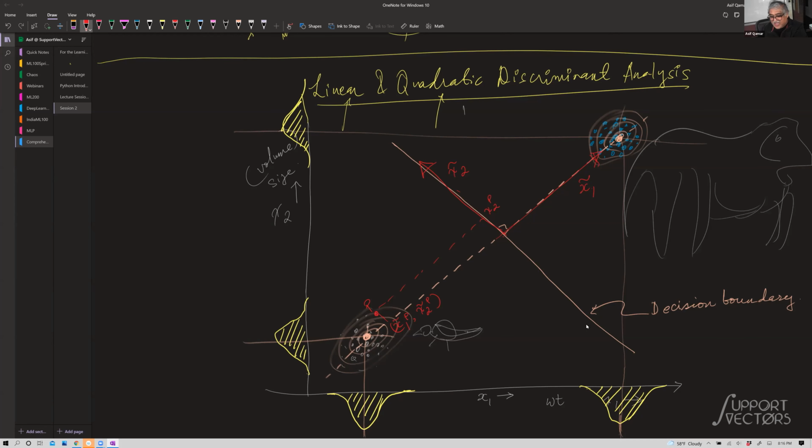Right? And now observe, if I were to classify or do anything, does x2 even matter? All you're looking at is on which side of the decision boundary you are. The further you are, the more likely it is to be either a cow or a duck, isn't it? So x2, if you think about it, it doesn't really matter, right?